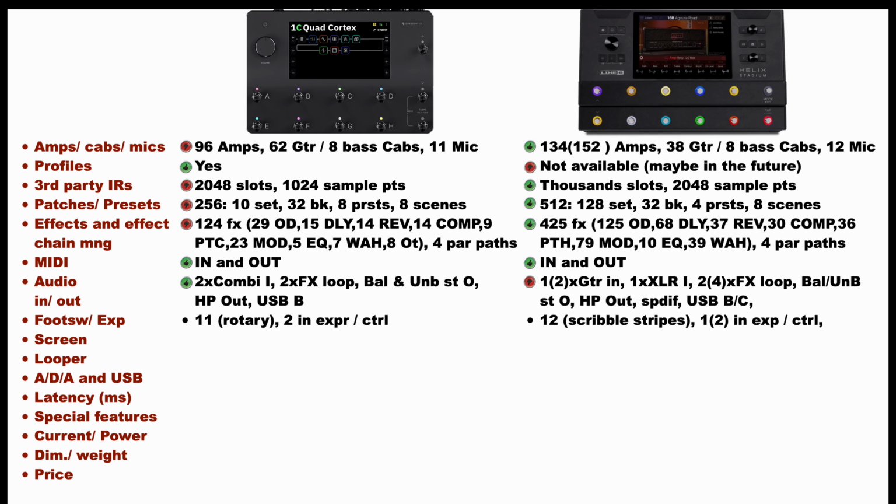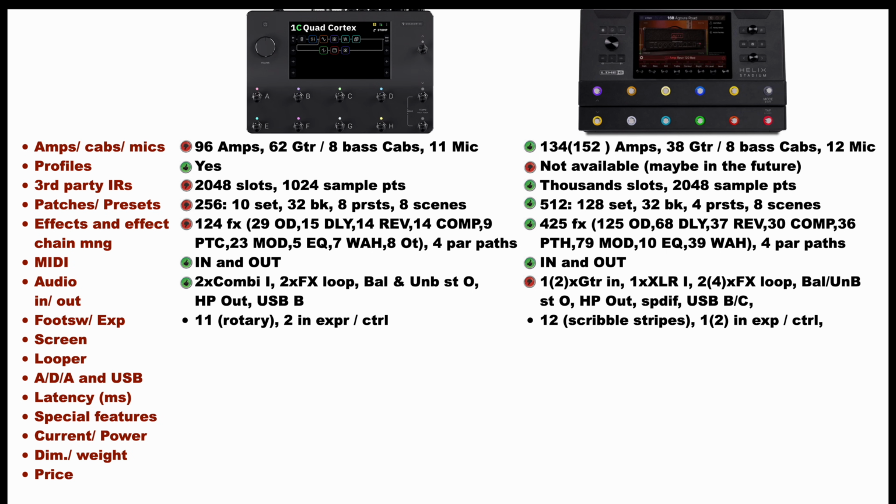The Quad Cortex has 11 dual function footswitches, meaning that they can also serve as a rotary knob in order to change parameters, where the Helix has 12 footswitches. The Stadium XL also has scribble strips over the footswitches that are really nice.